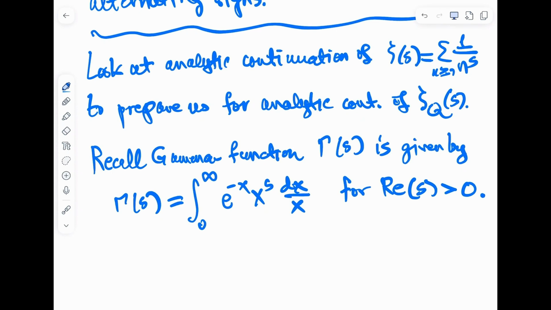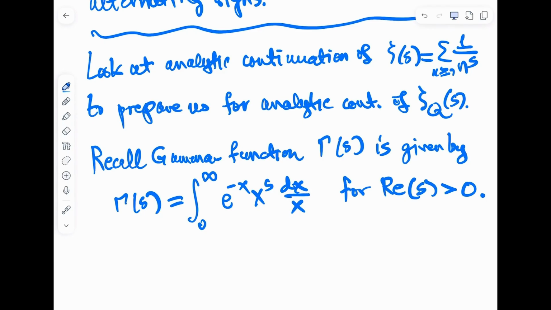Why is it x to the s minus 1? See, I'm writing it to isolate x to the s and 1 over x separately. And dx over x is very nice as something you integrate with respect to on the positive numbers because it's unchanged under a multiplicative change of variables. If you replace x by 3x, dx over x is the same. So you can think about it being nice in that way.